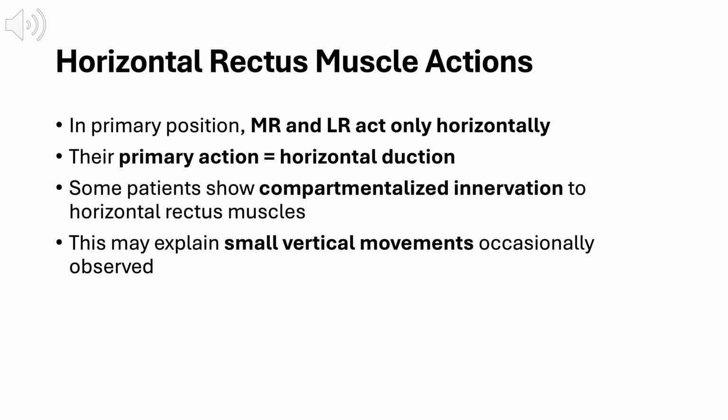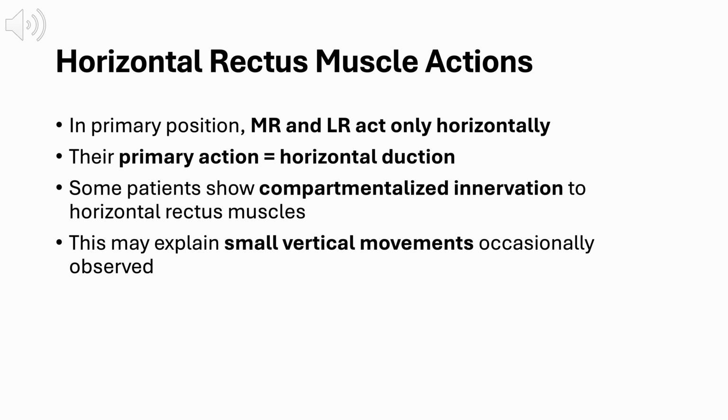With that framework in place, we can look specifically at the horizontal rectus muscles. In primary position, the medial rectus and lateral rectus act purely in the horizontal plane. Their primary and essentially exclusive action is horizontal duction, adduction for the medial rectus and abduction for the lateral rectus.